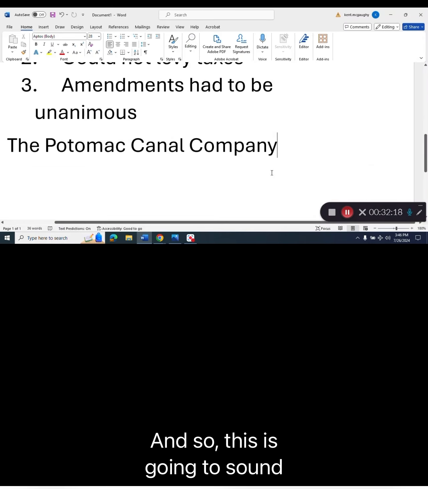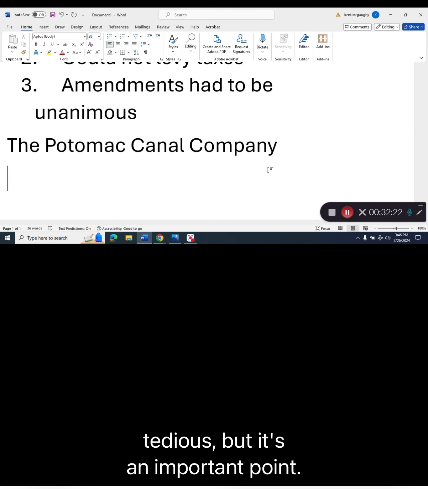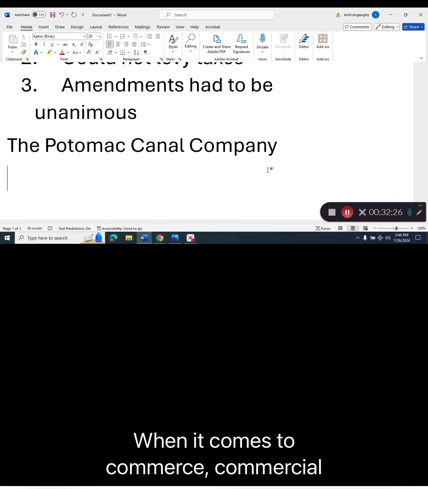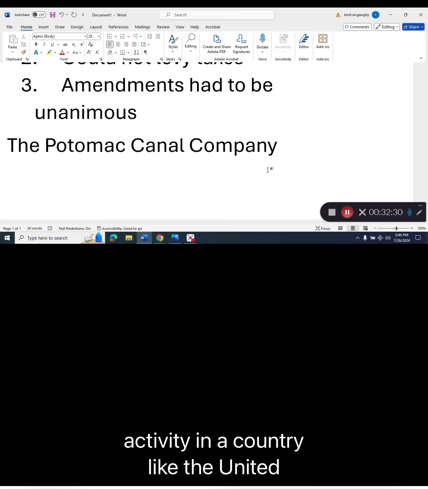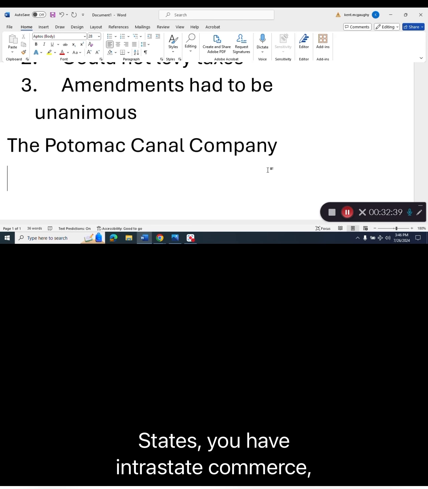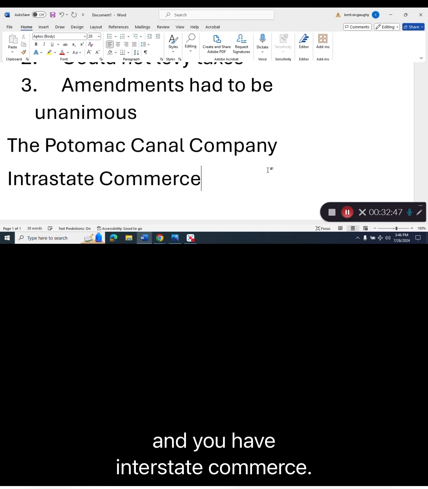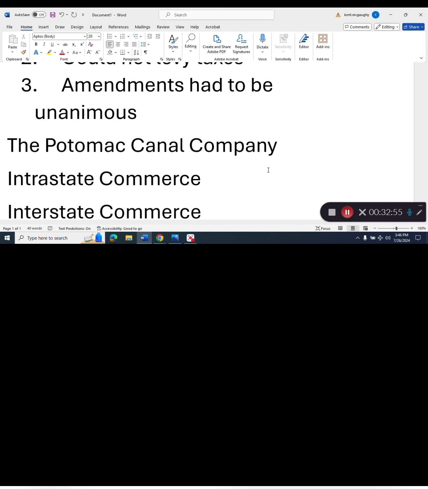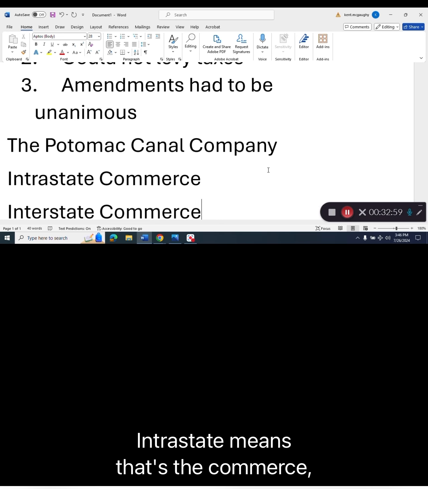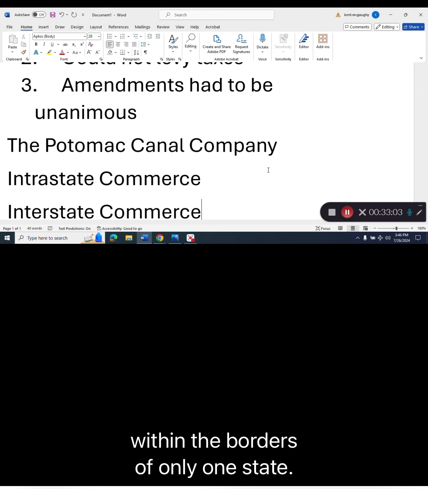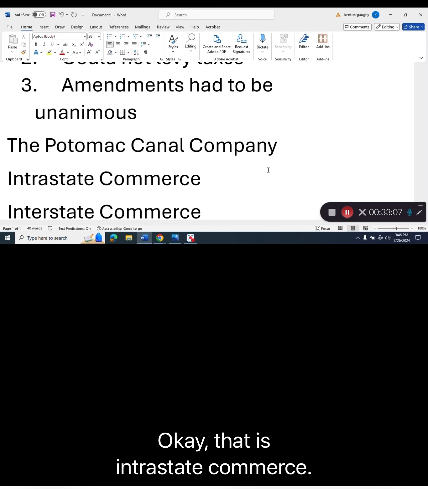And so, this is going to sound tedious, but it's an important point, okay? When it comes to commerce, commercial activity, in a country like the United States, you have intrastate commerce, and you have interstate commerce. Intrastate means that's the commercial activity that occurs within the borders of only one state. Okay? That is intrastate commerce.